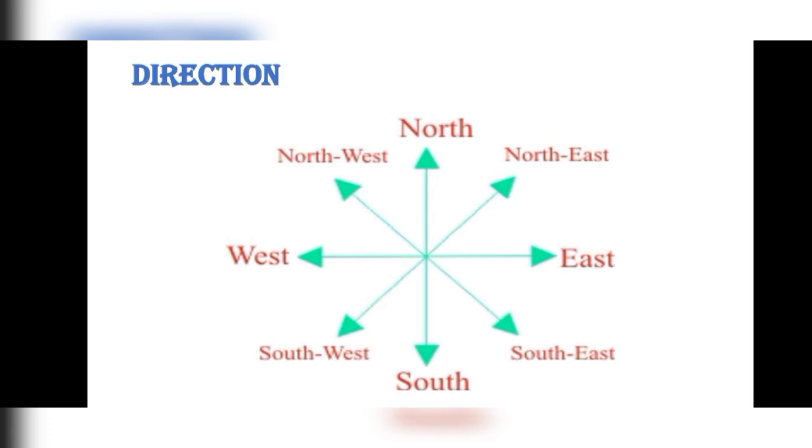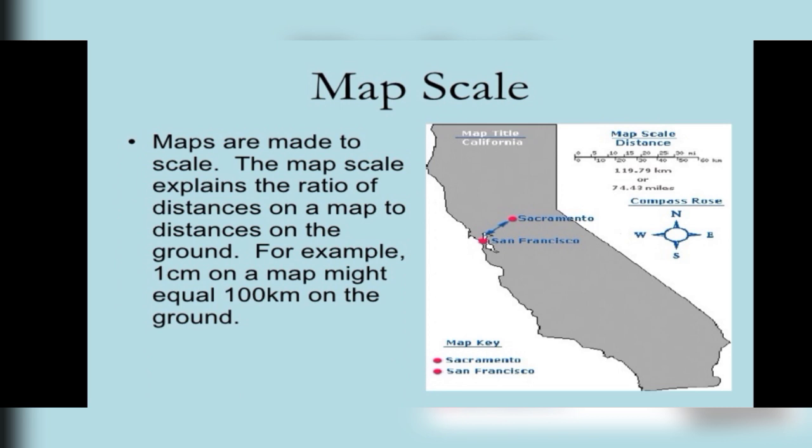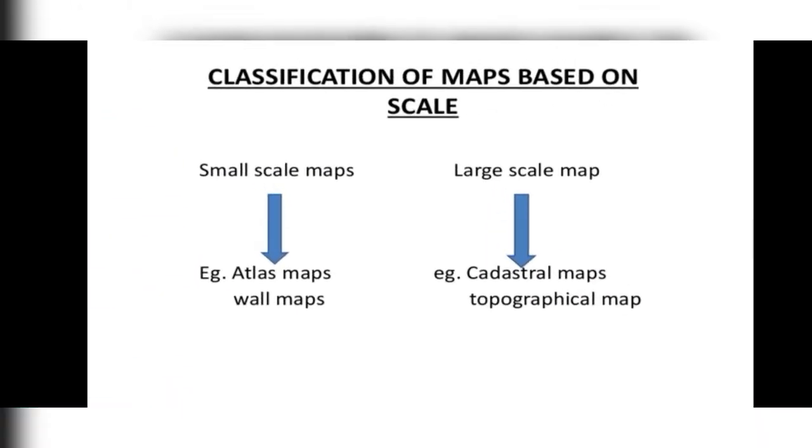Another important element of a map is scale. Maps are made to scale. This shows the distance between two places on a map, which is in proportion to the distance of the same places on the ground. On the basis of scales, maps are of two types: large scale maps and small scale maps. Examples of large scale maps are road maps, topographical maps, etc. An example of small scale maps are atlas or wall maps.